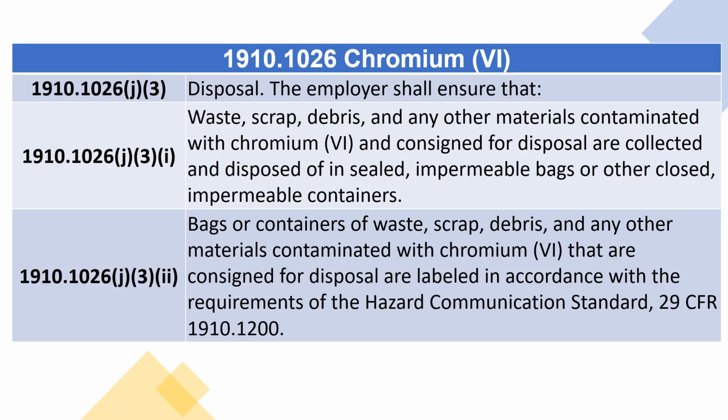1910.1026 (j)(3). Disposal. The employer shall ensure that waste, scrap, debris, and any other materials contaminated with chromium (VI) and consigned for disposal are collected and disposed of in sealed, impermeable bags or other closed, impermeable containers. Bags or containers of such materials are labeled in accordance with the requirements of the Hazard Communication Standard, 29 CFR 1910.1200.